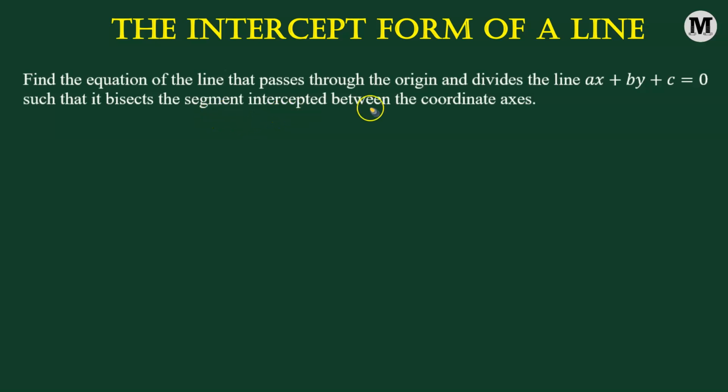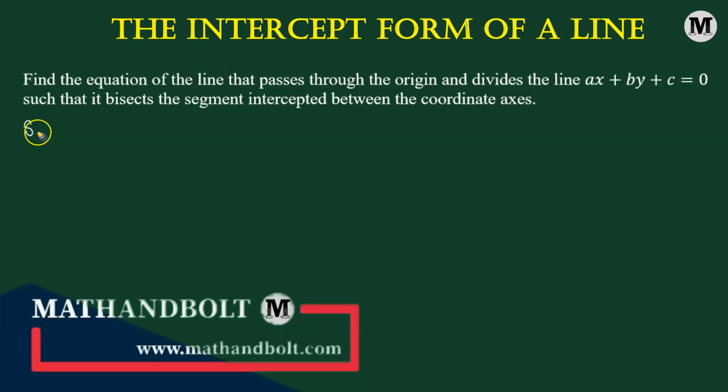Find the equation of the line that passes through the origin and divides the line ax plus by plus c equals 0 such that it bisects the segment intercepted between the coordinate axes. Let's try to understand the problem graphically. So here we will begin by considering the xy coordinate plane.